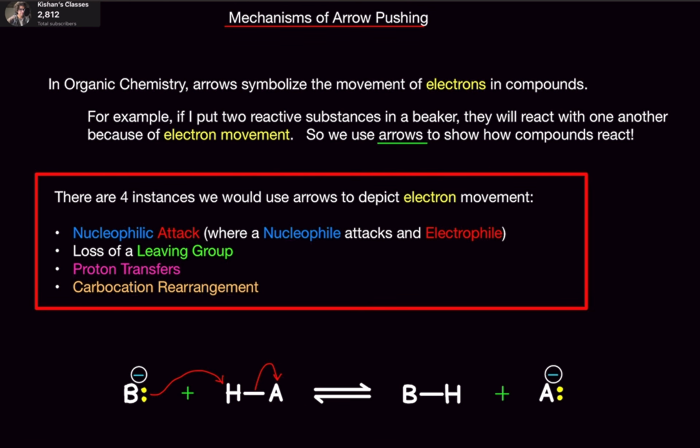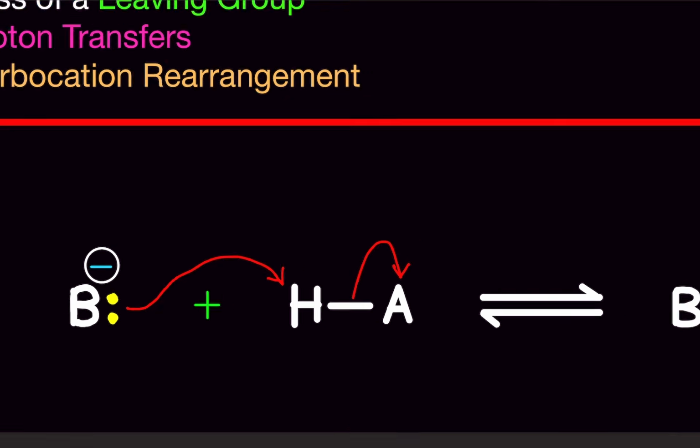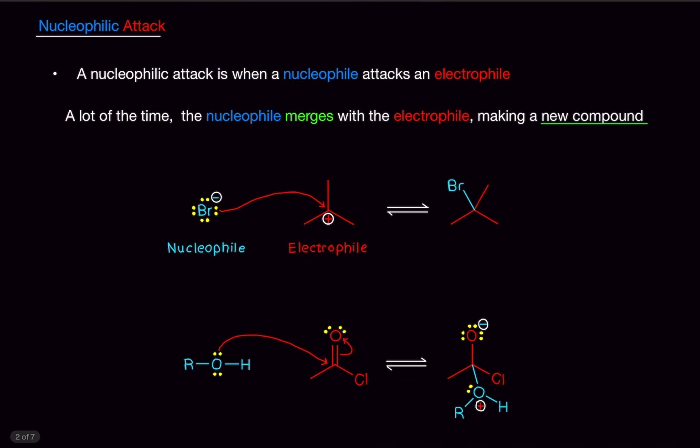All right? So here's the general format of arrow pushing. What these arrows symbolize is the electrons moving to their destination. Okay? So let's go over the first instance, a nucleophilic attack. A nucleophilic attack is when a nucleophile attacks an electrophile. Now, if you don't know these two terms, once again, please watch my last video. It is super helpful, I promise you. So, in a nucleophilic attack, most of the time, the nucleophile will merge with an electrophile, making a new compound.